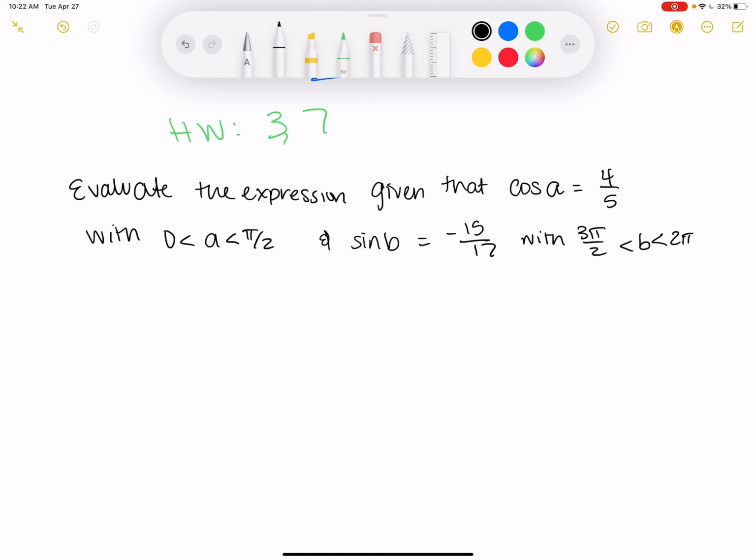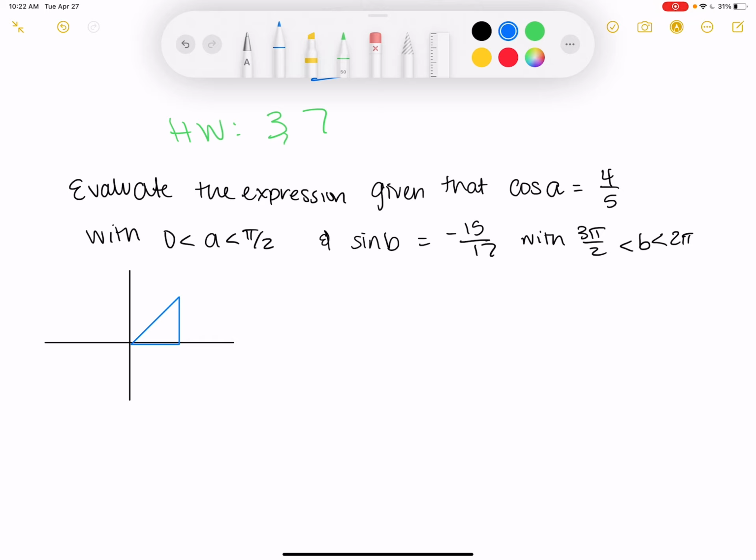All right, so I need to know where A is. A is between 0 and pi over 2, which means it falls in Quadrant 1. Is this like an example in the book? Yeah, this is setting us up to do the next couple problems. It's technically part of the homework problems. It's for problems 12 through 17, but we can't actually do the problems until we have this worked out.